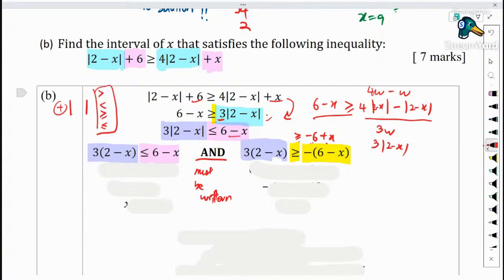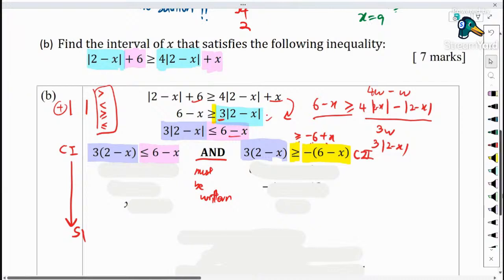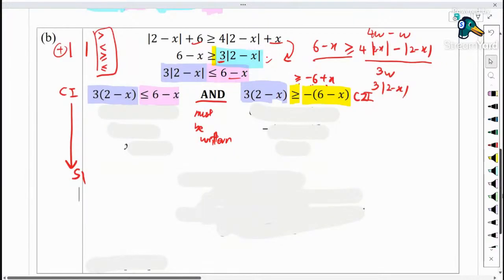Okay. Then now, after you have defined into two cases, watch out. This is case 1. This is case 2. Whenever you have case 1 and case 2, please be alert that you must go from case 1 until solution 1, then only you look at case 2. You must solve all the way until we get the solution of x for case 1, then only you look for case 2. You don't do both of them at the same time to avoid unnecessary misunderstanding.